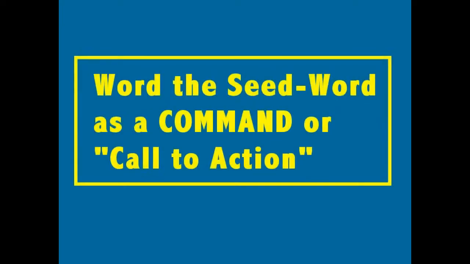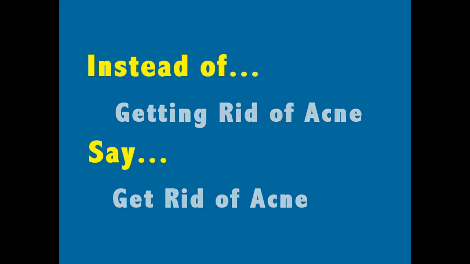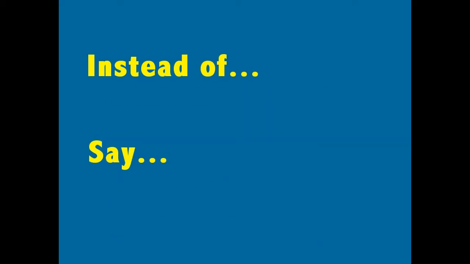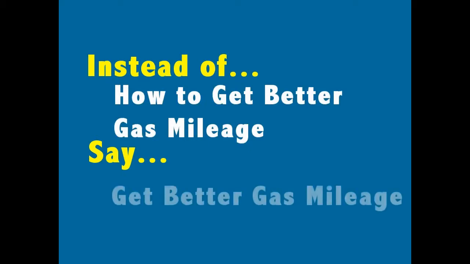It's best to word these seed words as a command or call to action. That means the phrase tells people exactly what to do. Fortunately, this is something they want to do because it is the problem they're trying to overcome. So rather than wording your seed word phrase as "getting rid of acne," it's better to say "get rid of acne." Instead of "choosing the perfect retirement village," say "choose the perfect retirement village." And rather than say "how to get better gas mileage," just say "get better gas mileage."